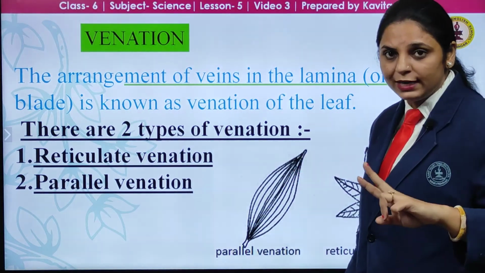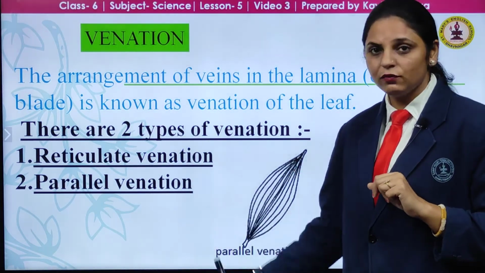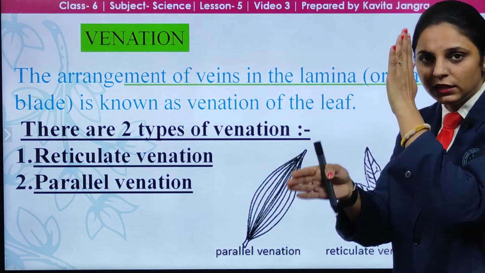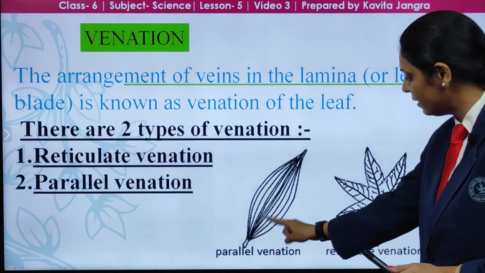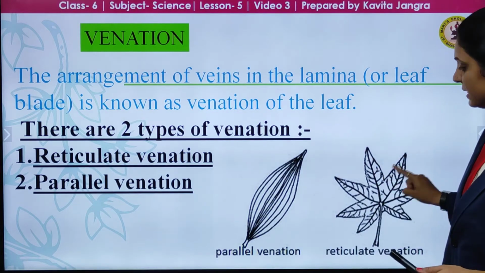There are two different types. One is reticulate, another one is parallel. Parallel means they move parallelly. So here you can see this is the parallel one and this is the reticulate, zigzag form.